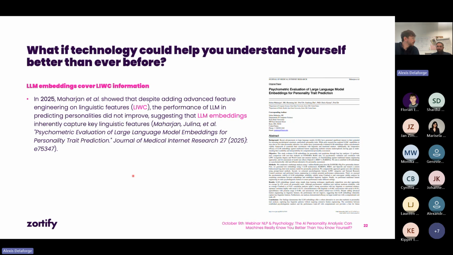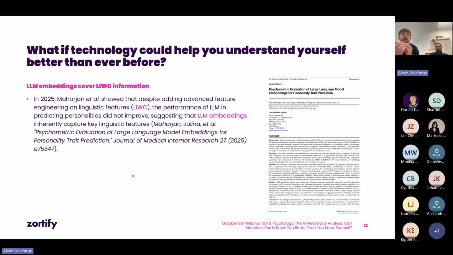Because remember, I think you said this at the beginning of the presentation, Alexi, Sortify is a company that has existed since 2019. And so we were there really before ChatGPT and all those big LLMs, and we were already using kind of embeddings, the thing we just discussed before, to represent text. And a proof of that is an article from Marjan et al. published in 2025.